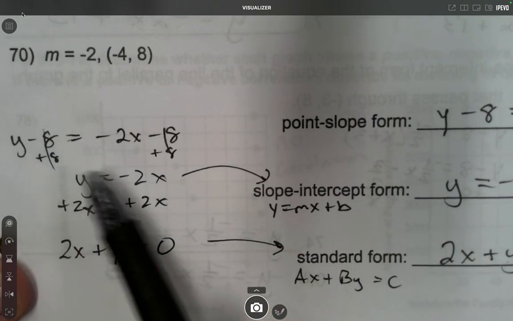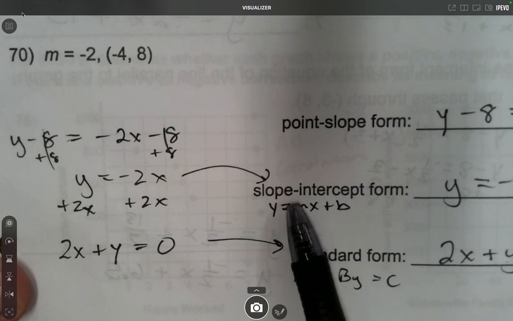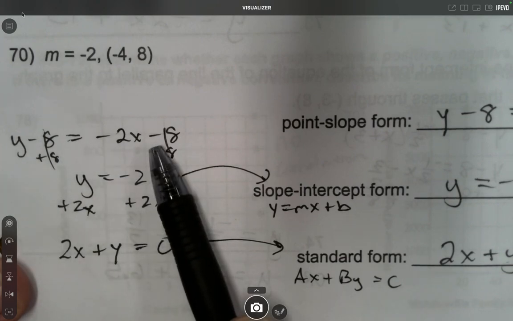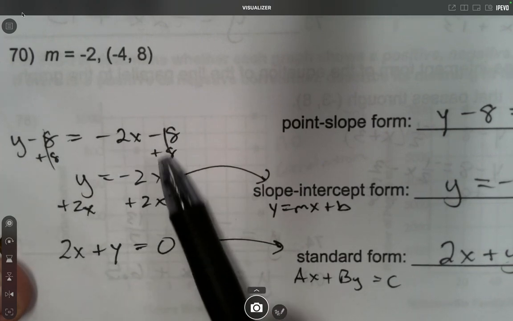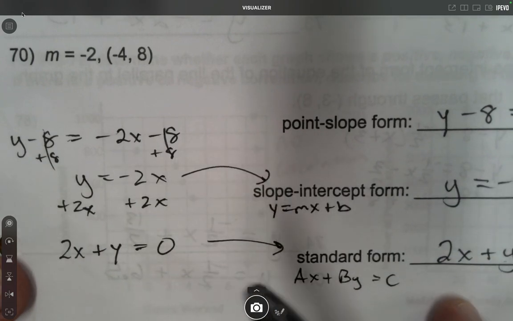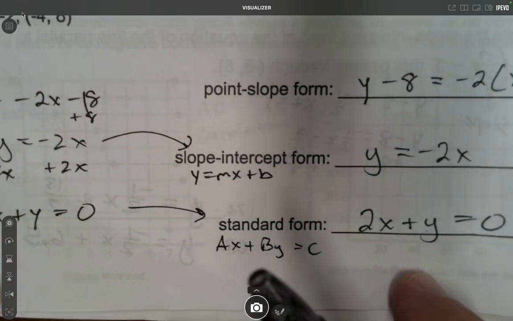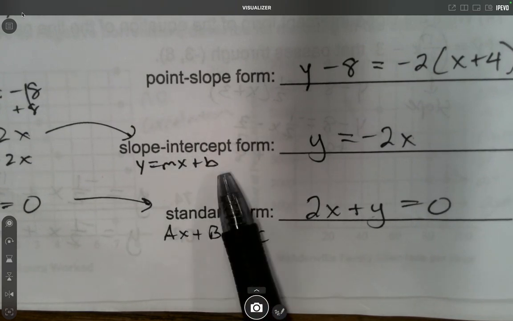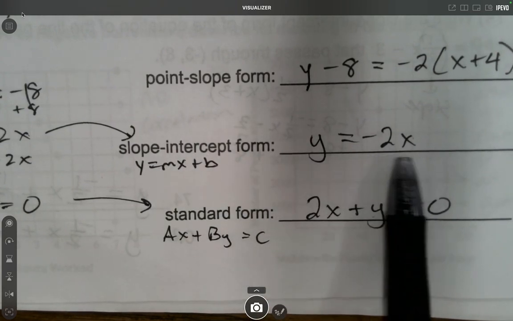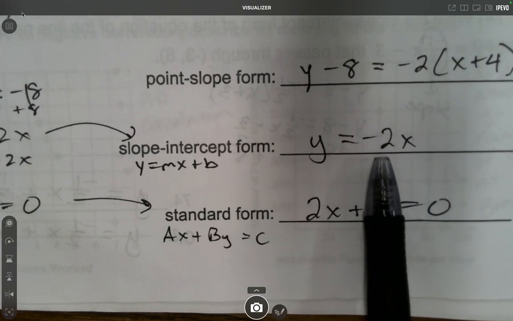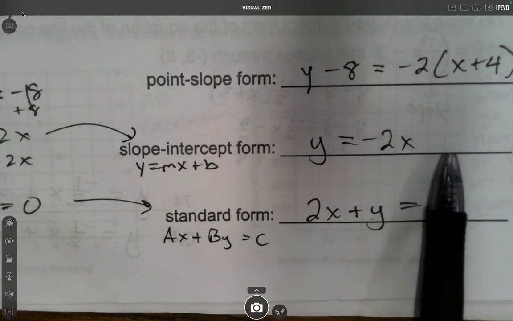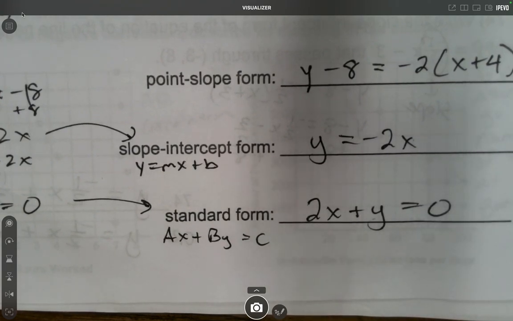To get the y by itself, so we're in the slope-intercept form, we have to add 8 to both sides, and that happens to cancel out that negative 8 over here. That won't happen often, but it did on this example. So our slope-intercept form is y equals mx plus b, so we have y equals negative 2x, meaning the slope of this line is negative 2, and the y-intercept is 0, because that's why there's no number over here. Excuse me, because the y-intercept is 0.